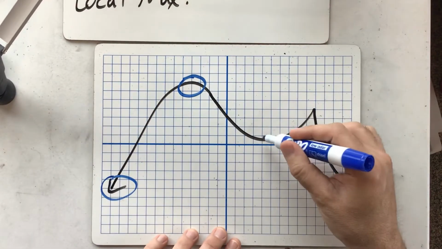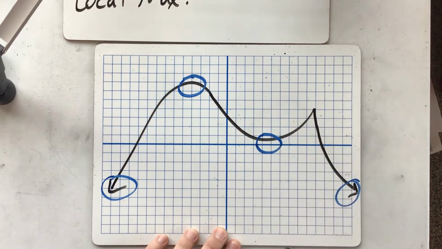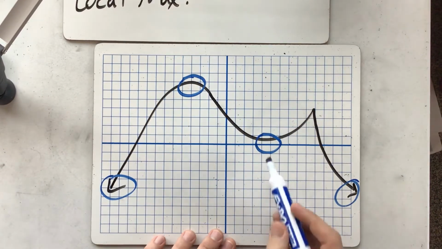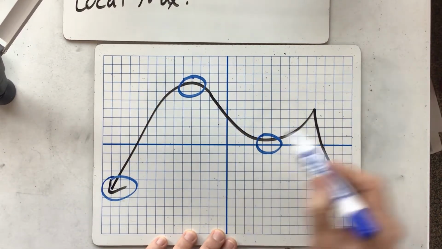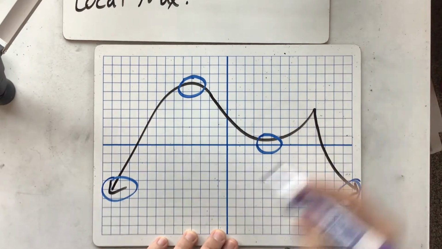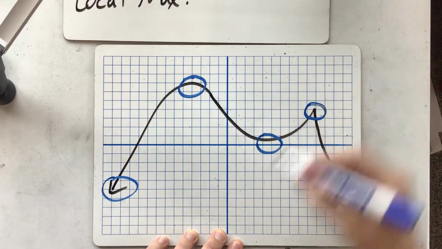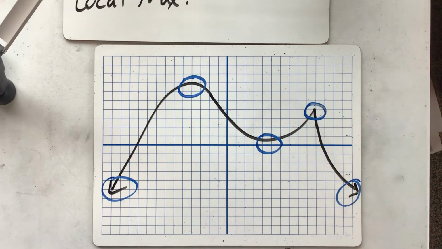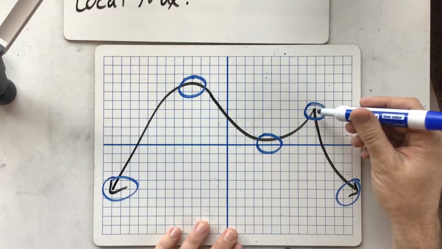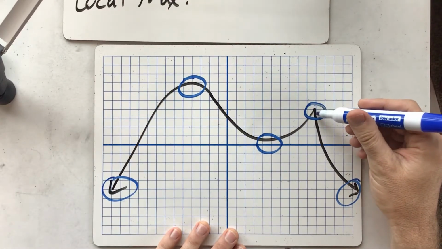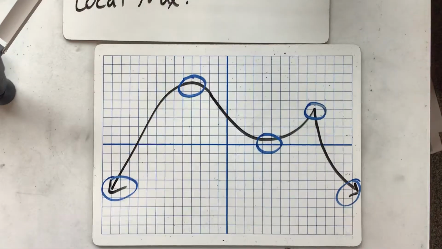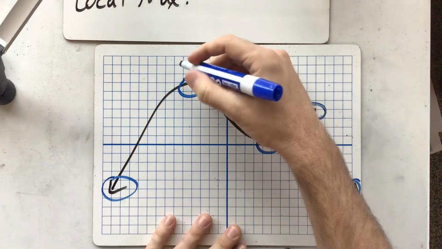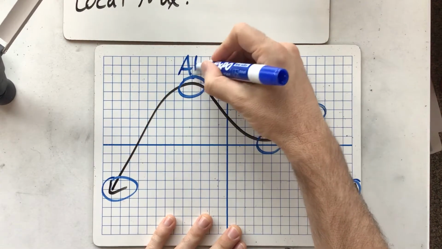But there's also something that's acting like a minimum right here. It's smaller than the things around it, but it's not smaller than these two tails. Similarly, there's this point right here that acts like a maximum. It is larger than the points around it, but it's not as large as this maximum. And it turns out that that distinction is the difference between local and absolute maximum. So this is the absolute.